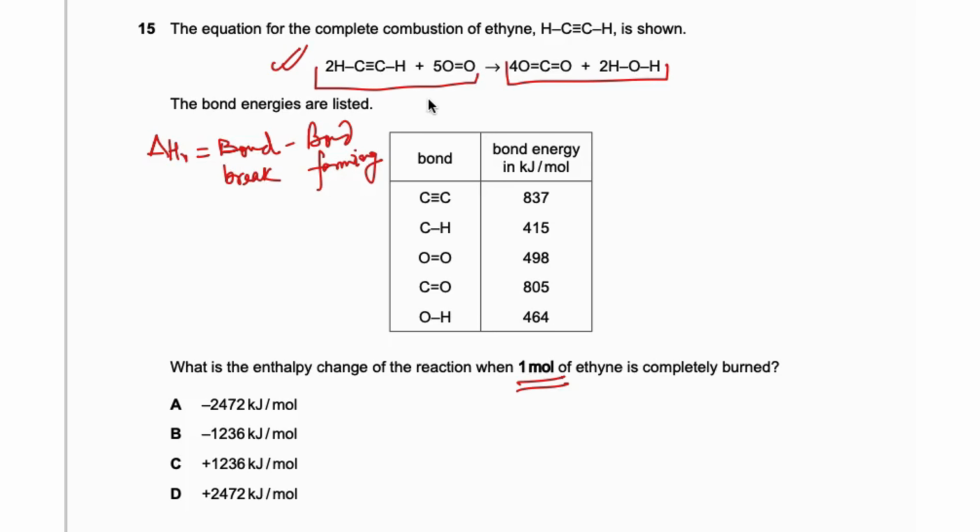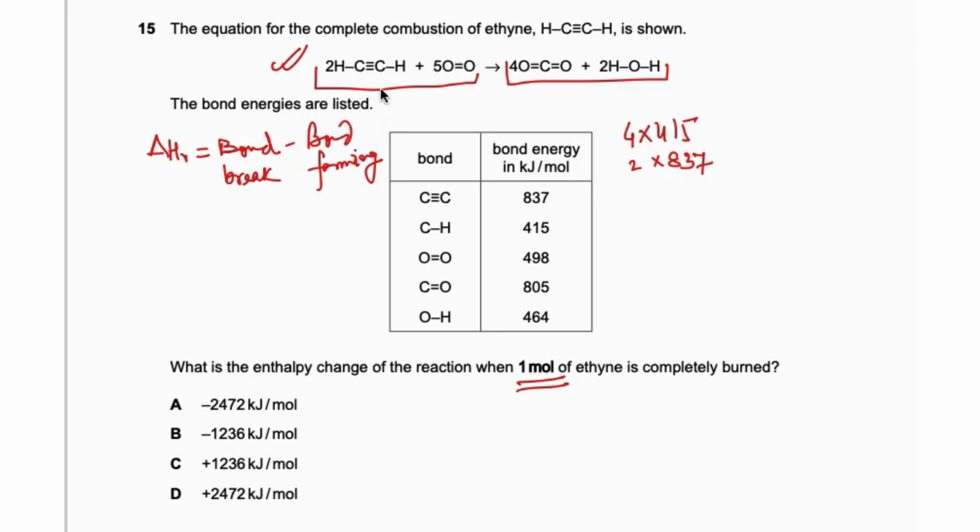So the amount of energy needed to break the bonds: how many C-H bonds are there? There are 2, 1, 1, 2 into 2, that is 4. So 4 into 415. How many C≡C bonds are there? The C≡C triple bond is 1. So 1 into 837.